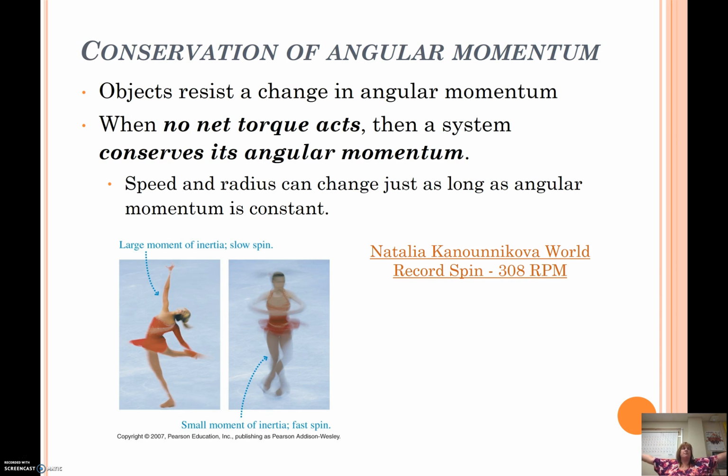They do that because angular momentum is conserved. When they're spinning with their arms out, they have a high rotational inertia, and by bringing their arms in, they decrease their rotational inertia, which will therefore increase speed. By the law of conservation of angular momentum, if there is no net torque on the system, then the initial angular momentum must equal the final angular momentum. The initial angular momentum would be the initial rotational inertia times the initial angular velocity, equal to the final rotational inertia times the final angular velocity.